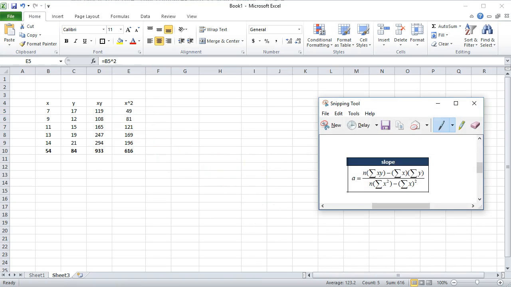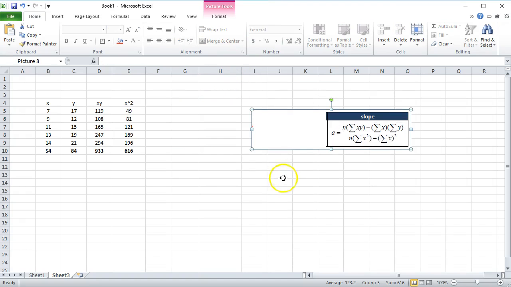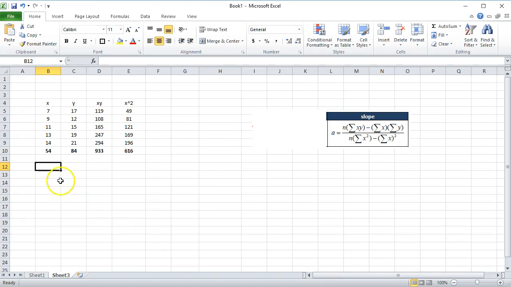Okay, so next let's look at the formula. We have n times xy minus... actually, what I'm going to do here is just copy this and put this in here like that. There we go. So what we want here is n times xy. So I'm going to call this n times the sum of xy, minus the sum of x times the sum of y. So that's just the numerator there.